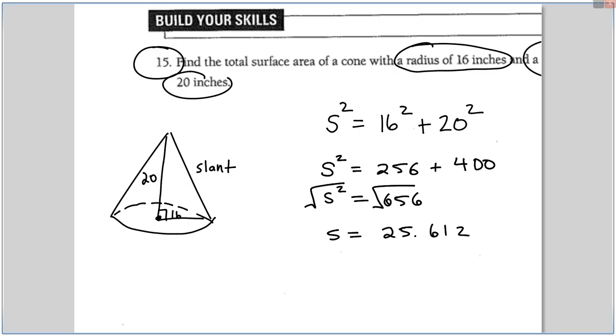Now once you have the slant, you can pump it into the surface area formula, which is pi r squared plus pi rs. Okay, I'll let you take it from there, okay?